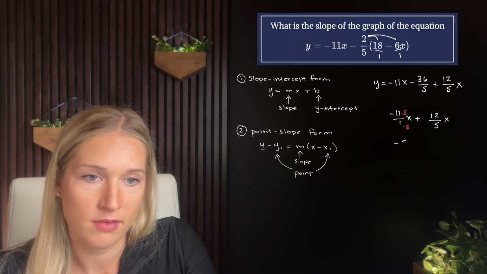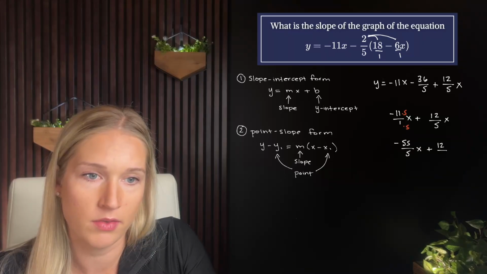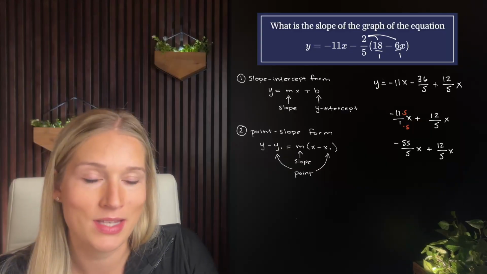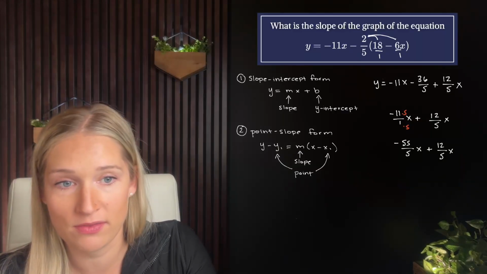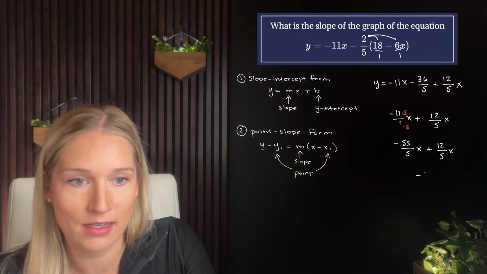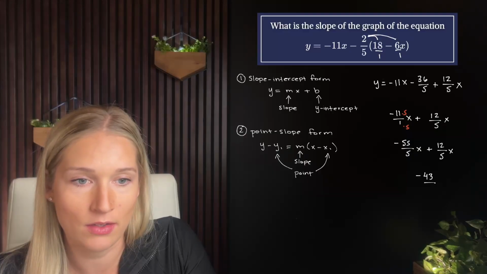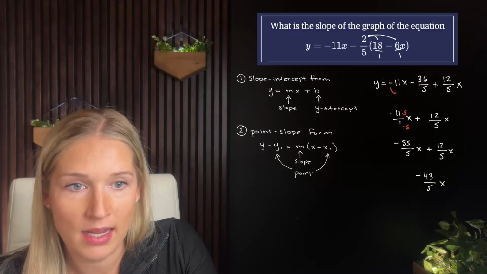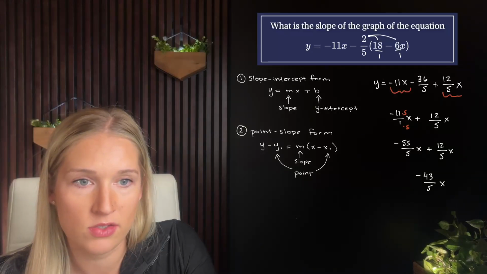So I have -55/5 plus 12/5. And then adding fractions, all we need to do is add those numerators. So -55 plus 12 is going to give me -43/5x. So that is what I get when I add my two x terms.